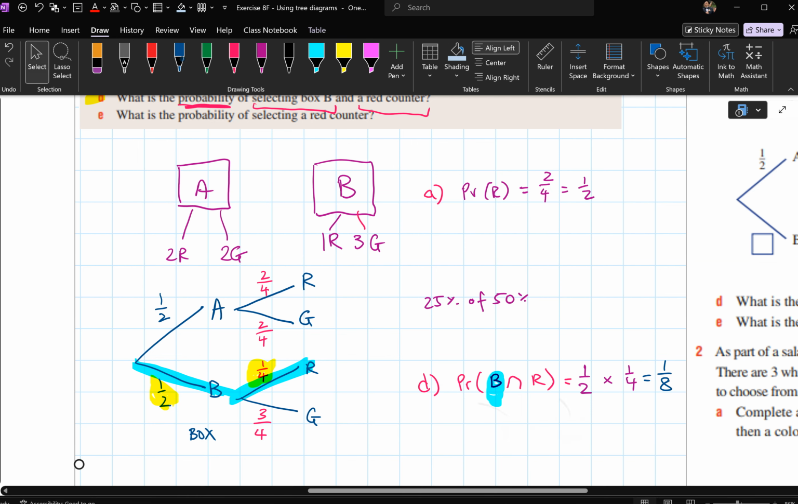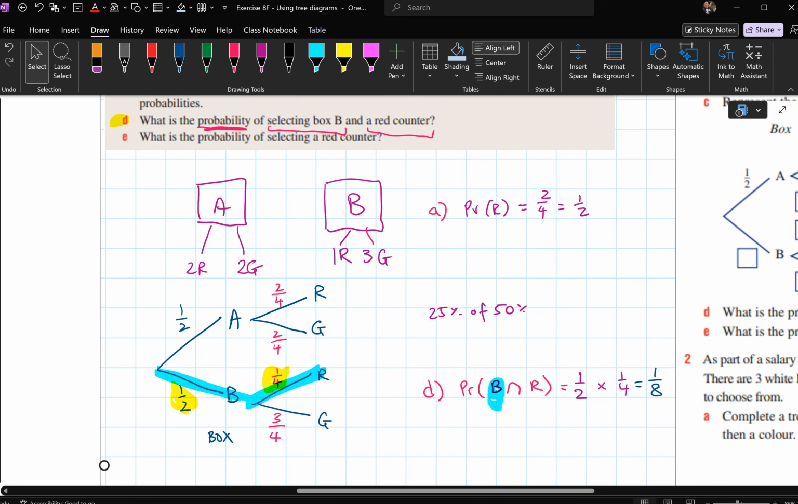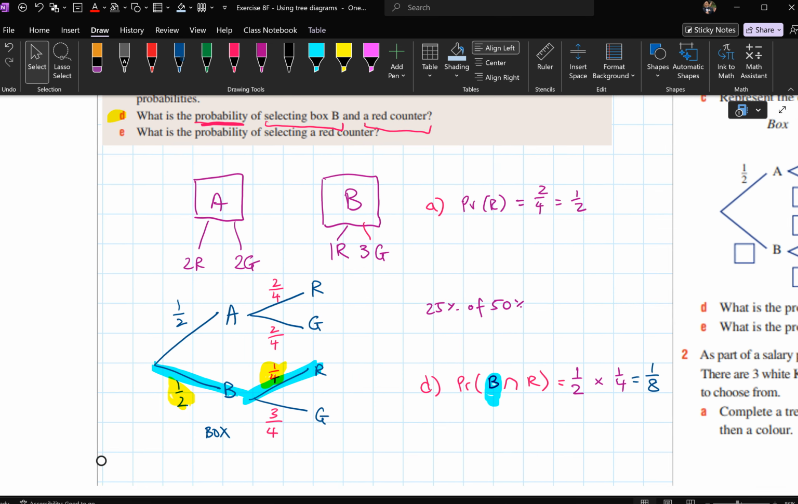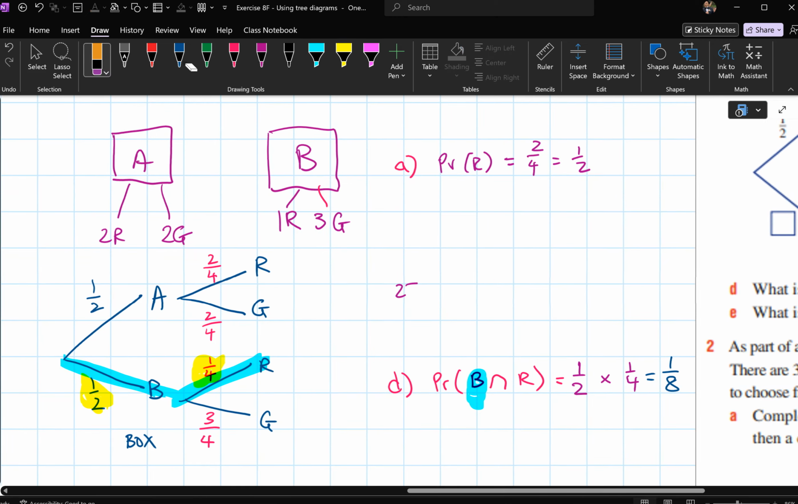That's your chance for part D when they ask you, what is the probability of selecting box B and a red counter? Well, you got 50%. And then what's the chance of then choosing a red counter? Well, you're meant to have 25% of that. So 25% of 50% is 1/8. Okay, so there we go. That's part D. That's the difference between A and D.